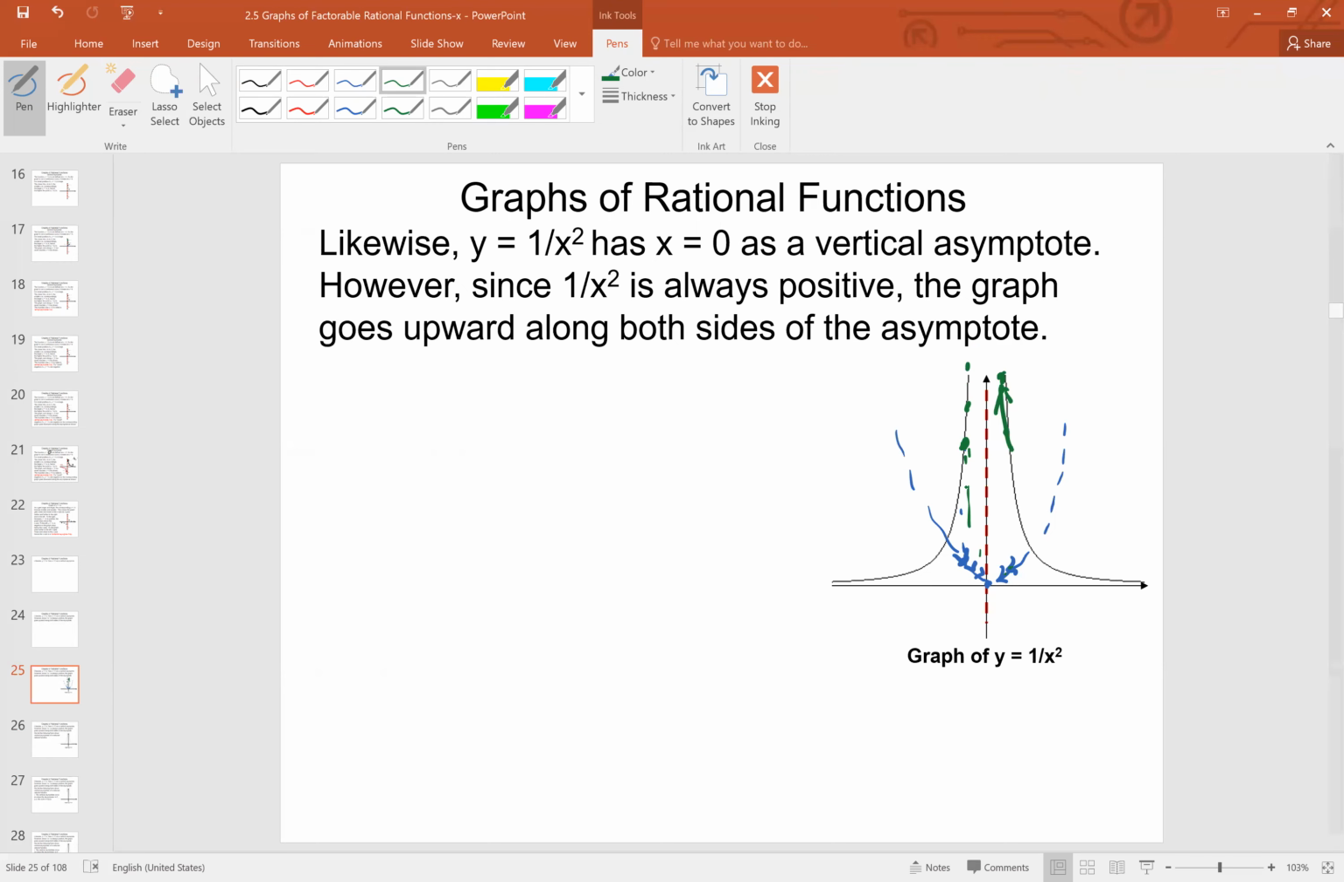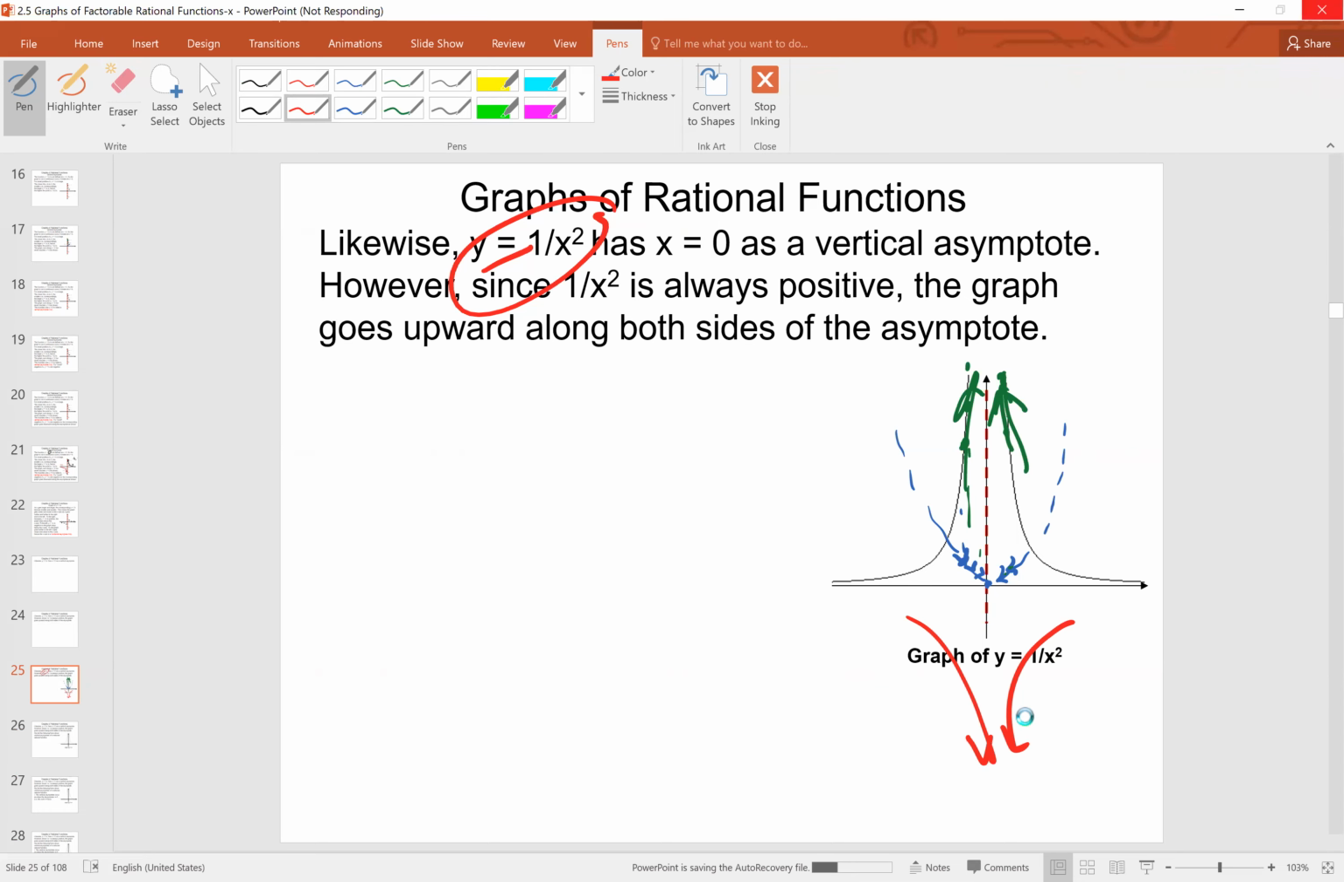So therefore, I get this asymptote around 0, with both sides pointing in the same direction. If I put a negative sign around the whole formula, of course, then these two lines approach the asymptote in the same manner, going downward.